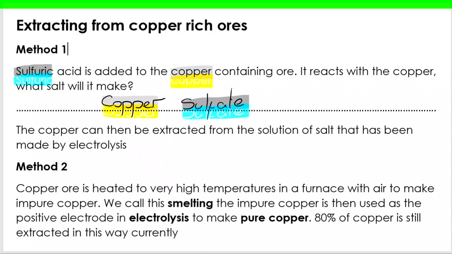Once you've made that copper sulfate, we can undergo electrolysis. And method 2, we can do smelting, where we heat the copper ore to a very high temperature, we get impure copper from that, and then we electrolyse to make pure copper. And this is by far the most common method still of copper extraction.